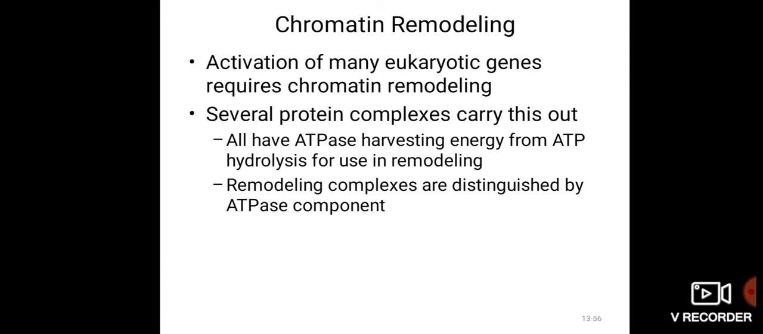it requires proteins which are able to change the chromatin organization. This change in the chromatin organization is the remodeling of the chromatin, which is a very important and first level of regulation of gene expression, I can say, in the case of eukaryotes. There are several protein complexes which cause this remodeling of chromatin, and all of them use ATP, meaning energy from ATP hydrolysis, and remodeling complexes are distinguished by their ATPase component.